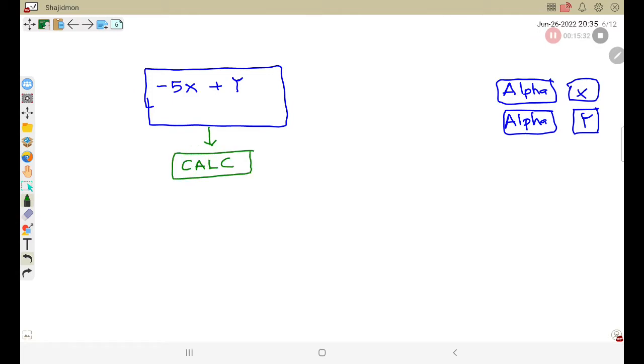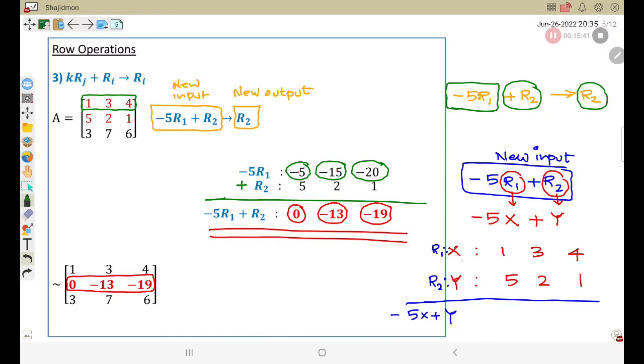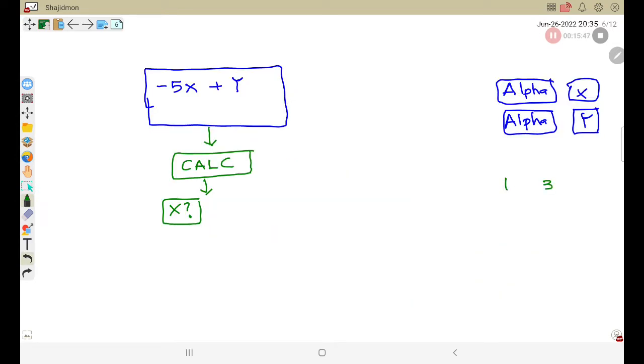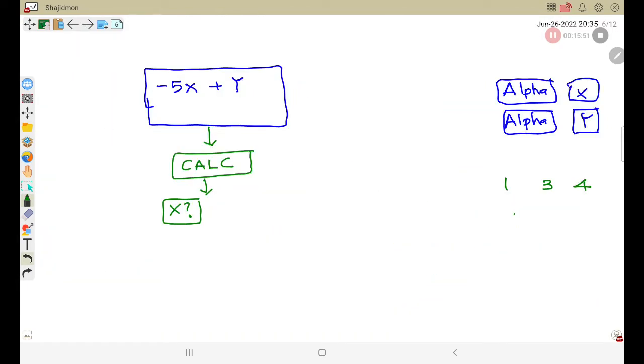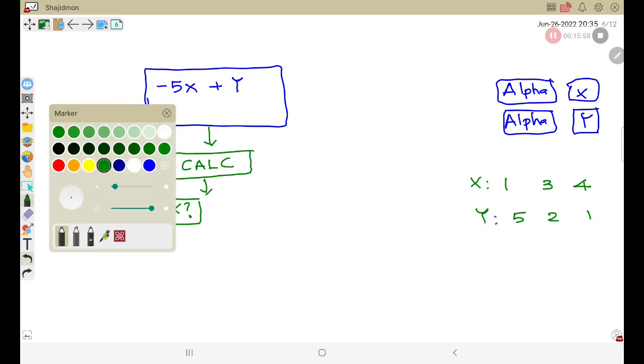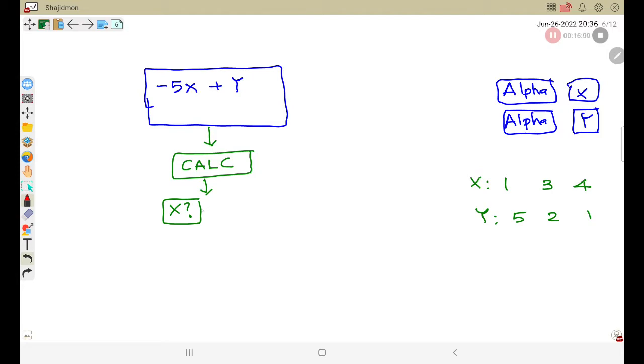So the calculator will ask what is your x number. One symbol will come like this. What is your x number? X number means the first two row numbers: 1, 3, 4 are the numbers. So I will write here also 1, 3, 4 and 5, 2, 1. This is x, and this is y. Correct?